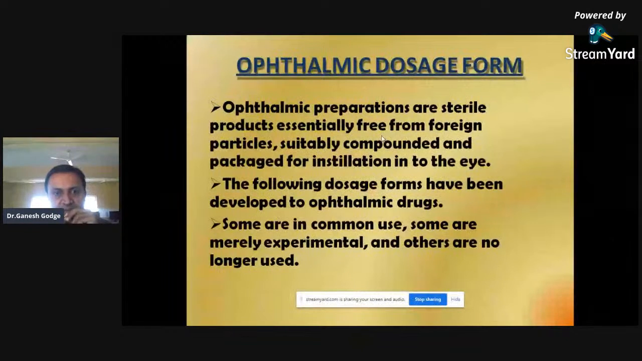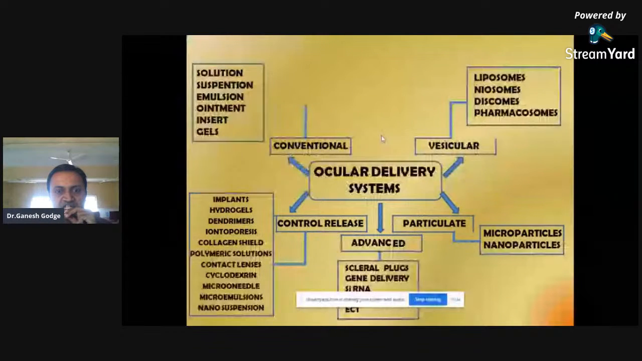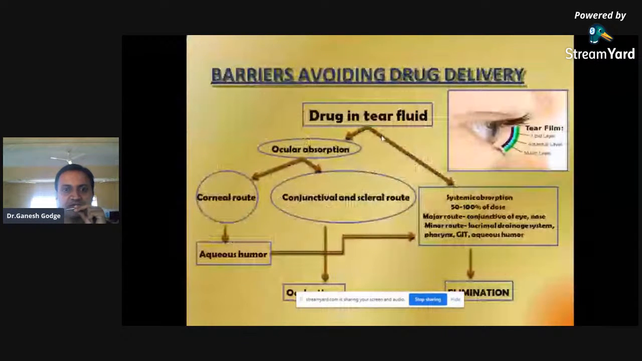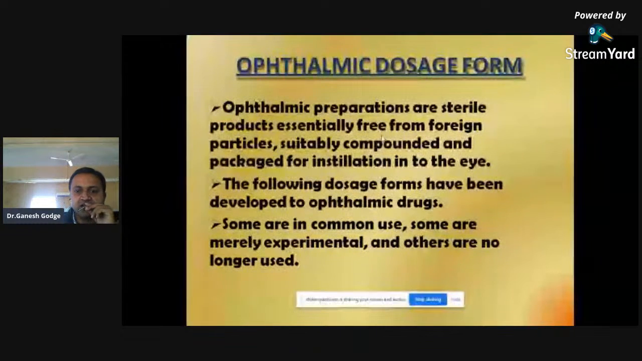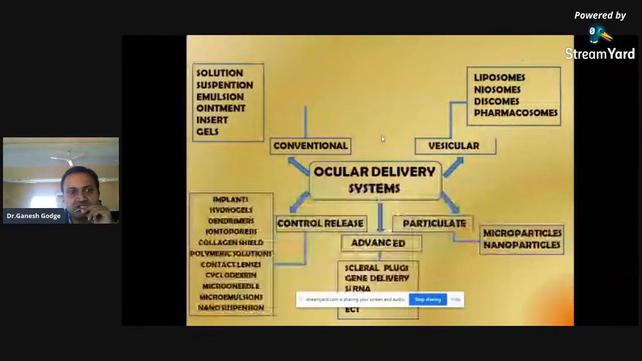In case of ophthalmic formulations, ophthalmic preparations are sterile products essentially free from foreign particles, suitably compounded and packaged for instillation into the eye. The following dosage forms have been developed for ophthalmic drugs. Some are in common use, some are merely experimental, and those are not for longer use.